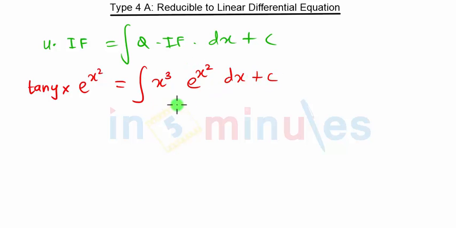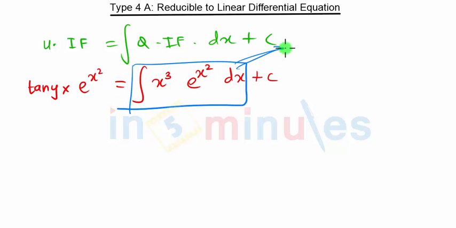So we have to integrate this part. Consider only this integration, it is a difficult integration, we cannot have any direct formula or any direct property to solve it. So consider this integration separately, which is x cube into e raised to x square dx. Now what I am going to do is write x square and x separately instead of x cube.